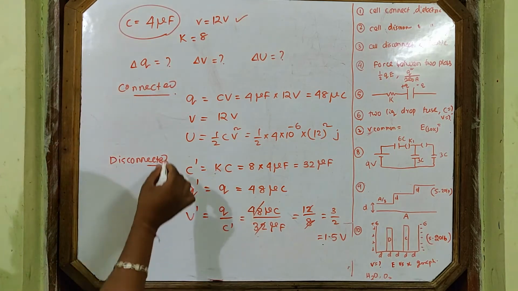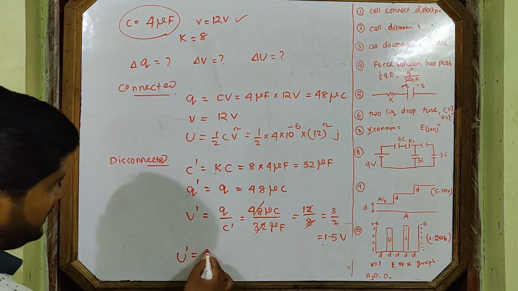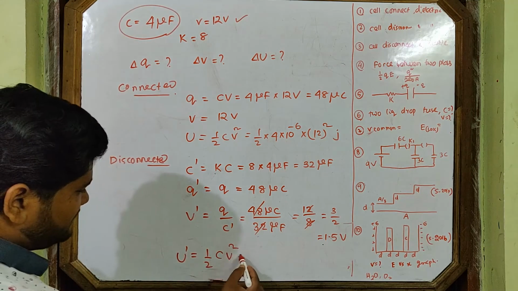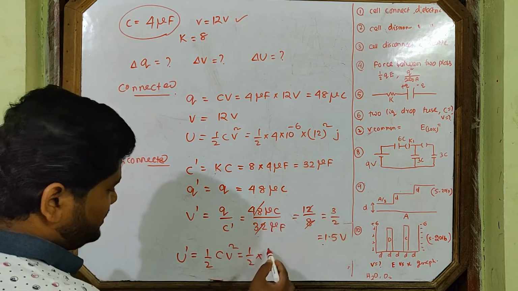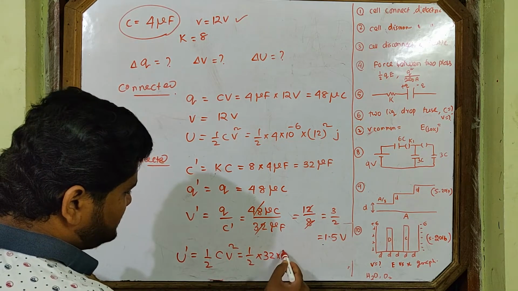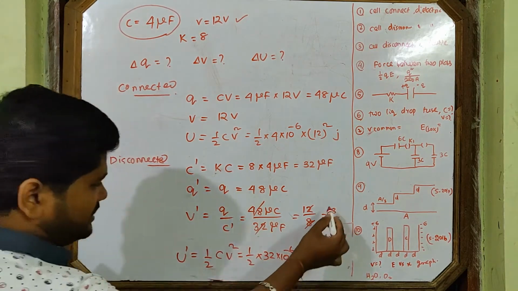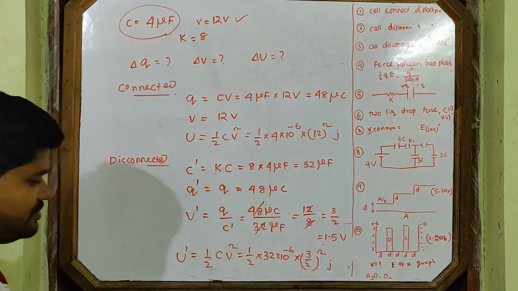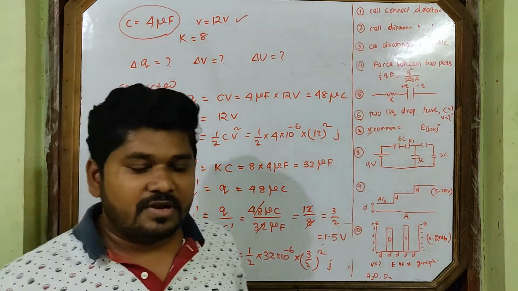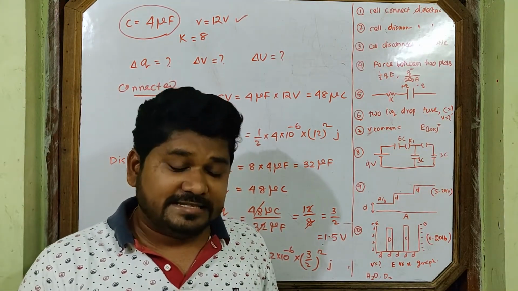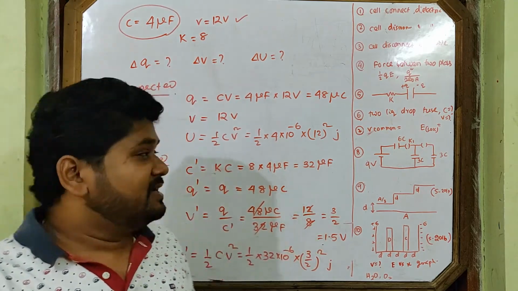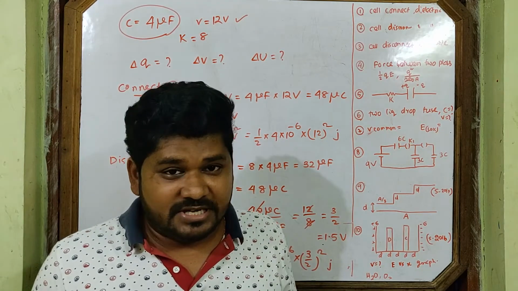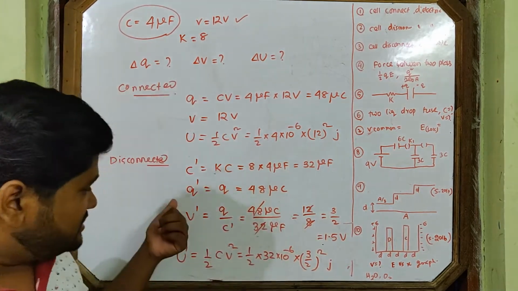So now let's see, what about the energy stored? Again you will do half CV square. C will put 32 times 10 to the power minus 6, V will put 3 by 2 square. You will get the answer in joule. This is U dash. Then you have to find the change in charge. No change, because charge remains constant. So delta Q is 0.